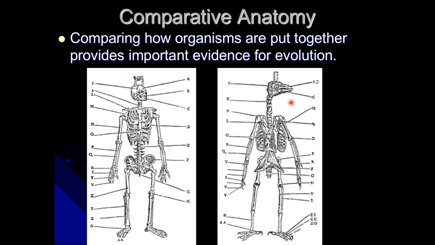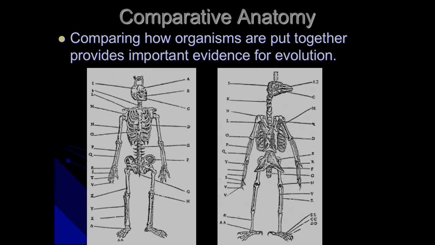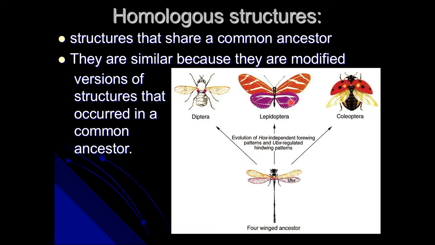The fourth one is comparative anatomy, and so that's how we compare how organisms are put together and provide important evidence for evolution. So we use specific structures to show this. One of them is a homologous structure. And a homologous structure is one that is similar because it's a modified version of a structure that occurred in a common ancestor. So here is the ancestor of some winged insects.